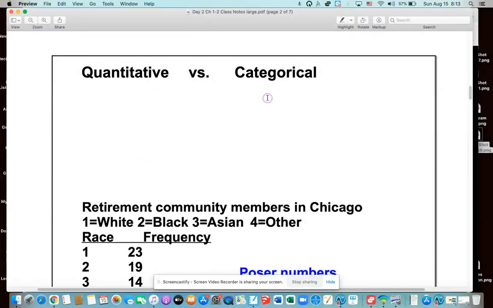We got quantitative and categorical. And like I said earlier, we're trying to display data. The first two chapters in the book are just about how to display data once you get it. So quantitative is numerical.